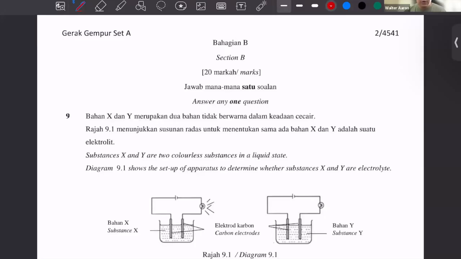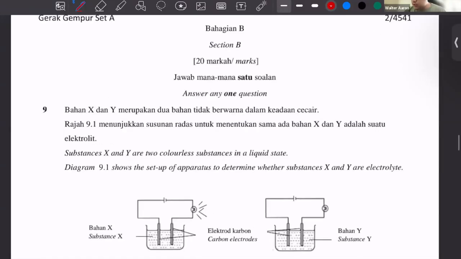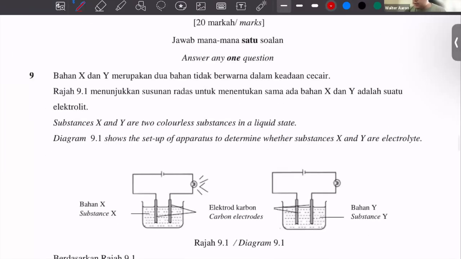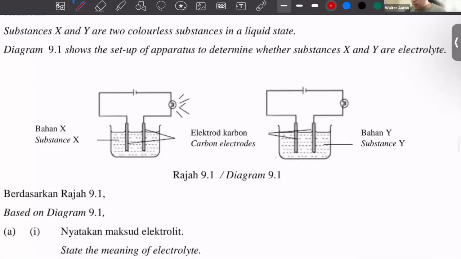All right, so let's go to section B. This is question number 9. Substances X and Y are 2 colorless substances, which are in the liquid state. Diagram 9.1 shows the set up of the apparatus to determine whether substances X and Y are electrolytes. In this case, we have carbon electrodes, and you can notice that they have 2 different substances, X and Y.